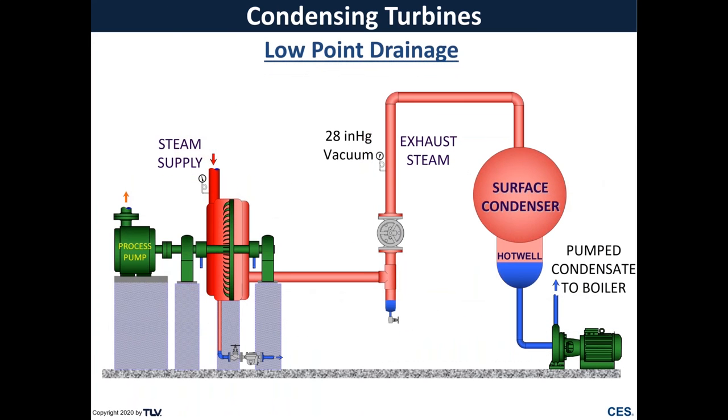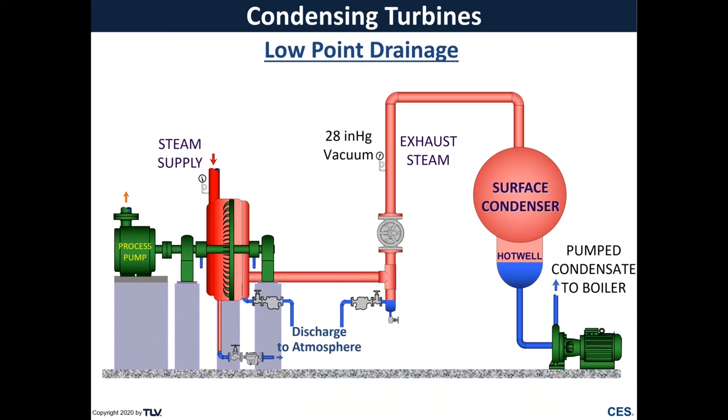Here is an example of a small pedestal-mounted turbine connected to the condenser by several feet of exhaust piping with a riser section in between. The inlet casing side with a high-pressure steam supply has a steam trap to drain the condensate, but how can we drain the low points on the exhaust side of the turbine?